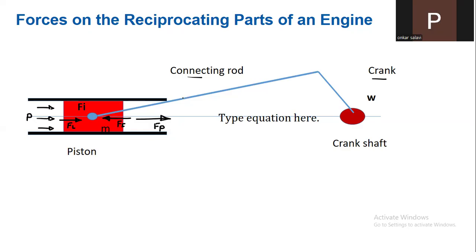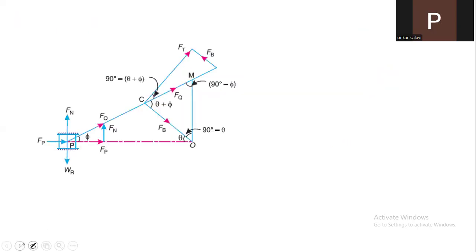Out of this Fp, some force is transmitted in the connecting rod. That force is called Fq. Some force will act on the crank exactly in the perpendicular direction, and this force is called Ft. This Ft will create the necessary turning moment M. So from this Fp, you have to find out this turning moment. Let us see the mathematical analysis. This is the schematic force diagram, and from this force diagram we can find out various components.